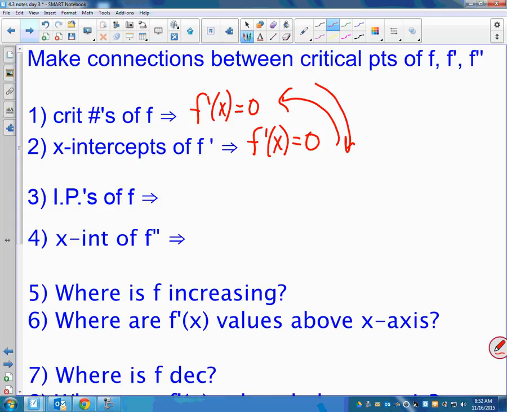So what about the next one? Look how I've grouped them in twos. You're going to see a pattern emerging here. The inflection points. How do we find inflection points of our function? What do we do to find inflection points? Second derivative equal to 0 or undefined. And if we were looking at a graph of the second derivative, where it crosses the x-axis would be where the second derivative equals 0. So if you're looking at a graph of the second derivative, the x-intercepts are the inflection points of the function.